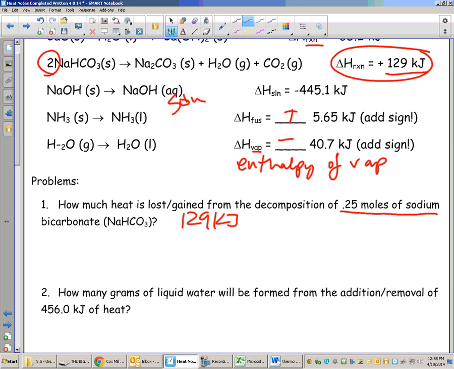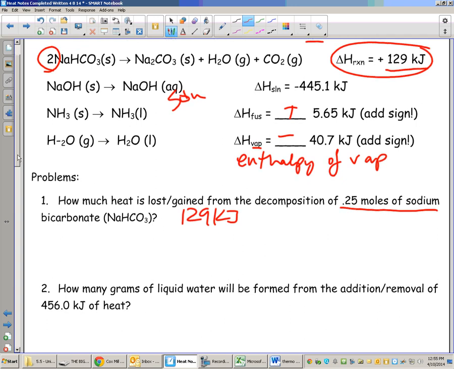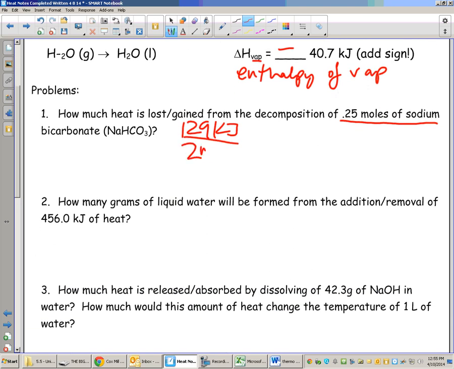So that mole ratio and the delta H that's given to you are now like a conversion factor in themselves. So I'm going to write it just like that. That per 2 moles of sodium bicarbonate is what we're talking about. All right, so that's just a conversion factor. Very first thing you're starting with is the fact. What is the fact?